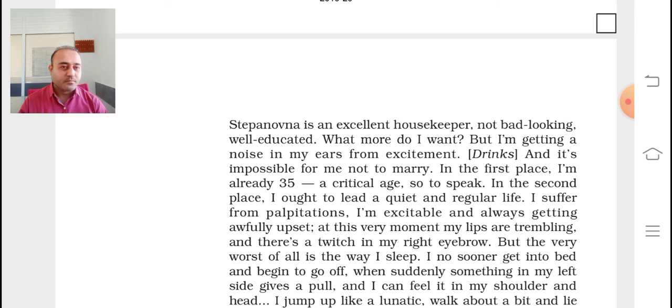In the second place, I ought to lead a quiet and regular life. I suffer from palpitations. Palpitations means fast or irregular beating of the heart due to nervousness or excitement. I am excitable and always getting awfully upset. That means he easily gets excited, and at times easily gets upset also.